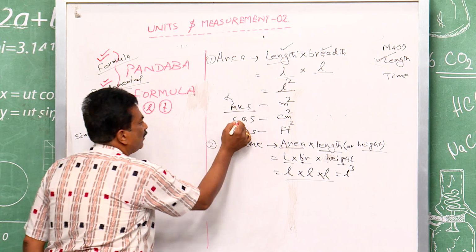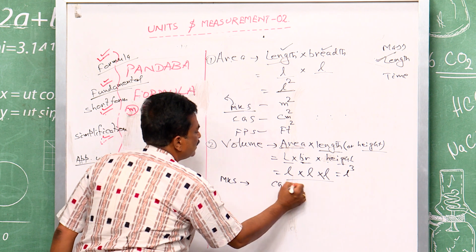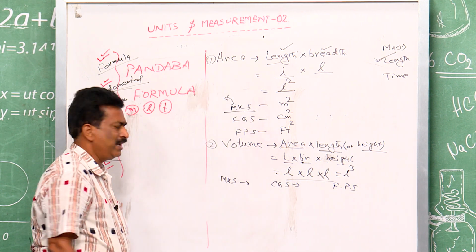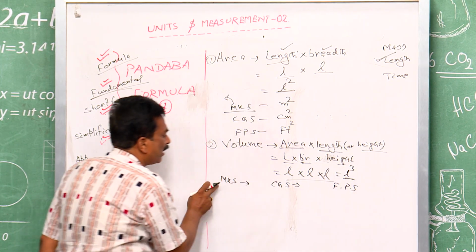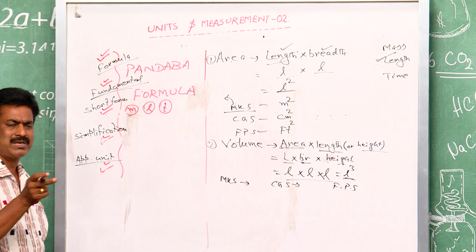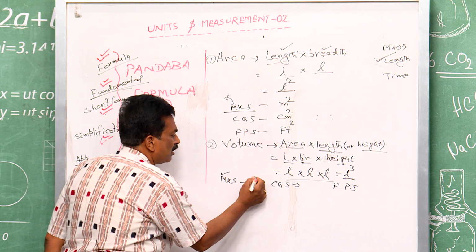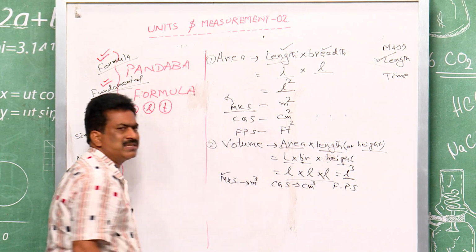Appropriate units means you will go for MKS, or if the question is for CGS, or the question is FPS. You see, for the volume, this is L cube, meaning length cube. What is the length in MKS? We said repeatedly, in MKS the length is meter. So this is meter cube. For the CGS, that is centimeter cube.